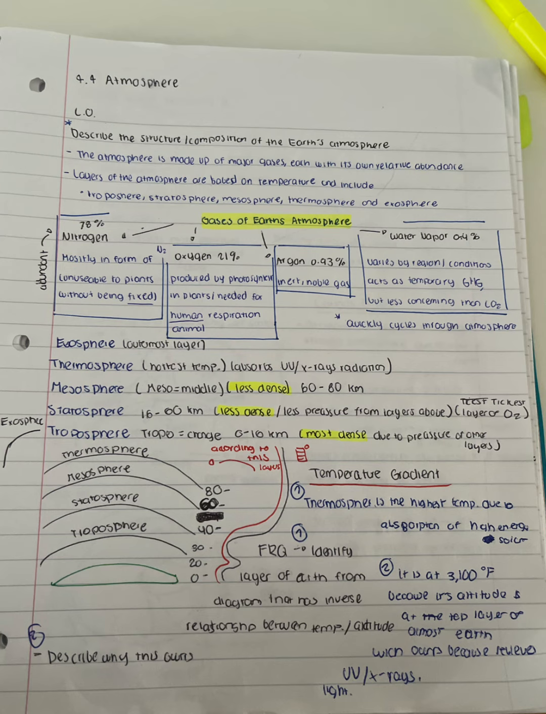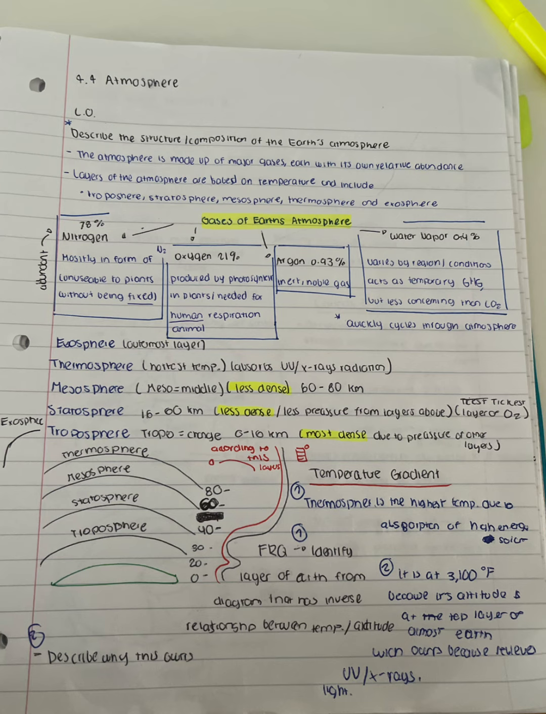Then we have the layers of the atmosphere. We have the exosphere, the thermosphere, the mesosphere, the stratosphere, and the troposphere. Starting with the exosphere, it's the last layer, the outermost layer. Then we have the thermosphere, which is the hottest in temperature and absorbs UV light and X-ray radiation. Then we have the mesosphere, where meso means middle, and it's less dense and is 60 to 80 kilometers.